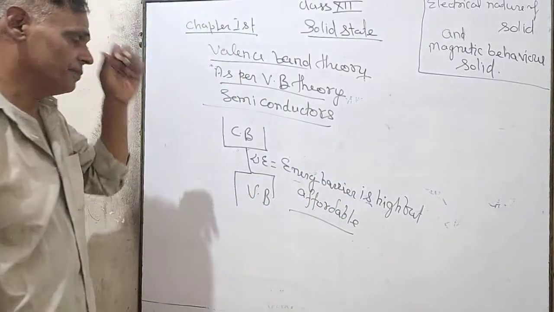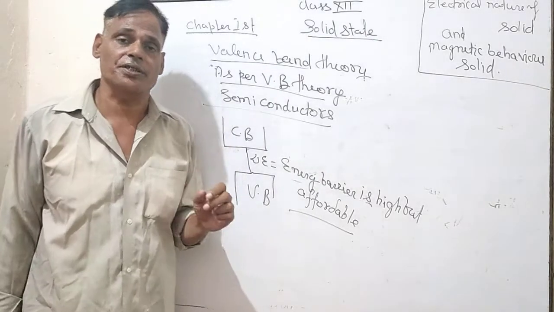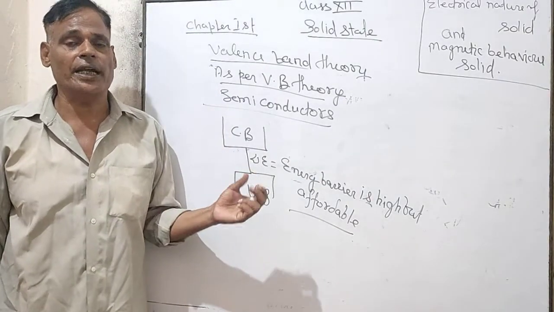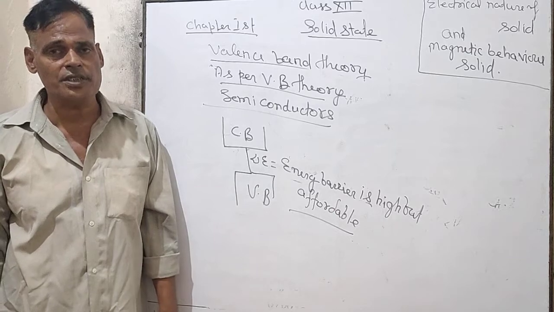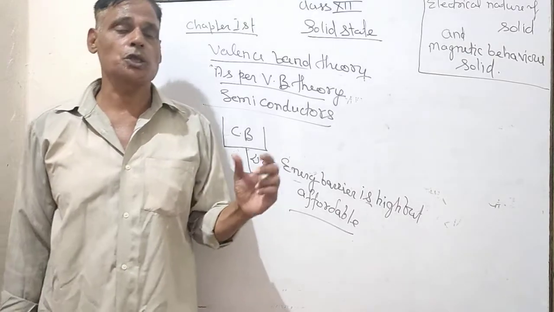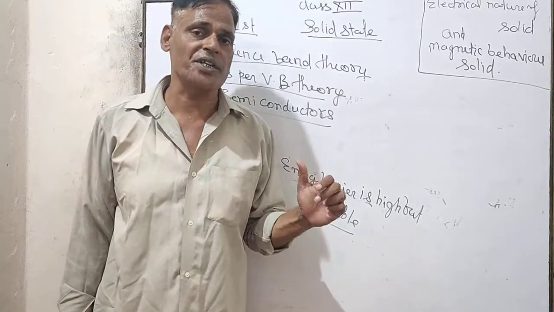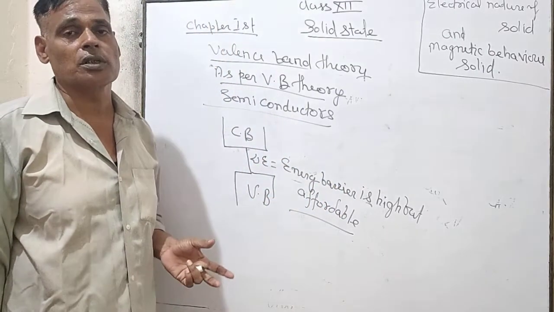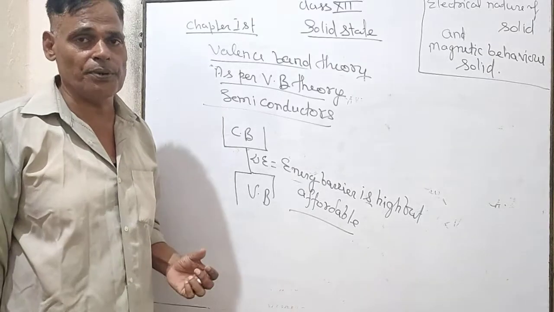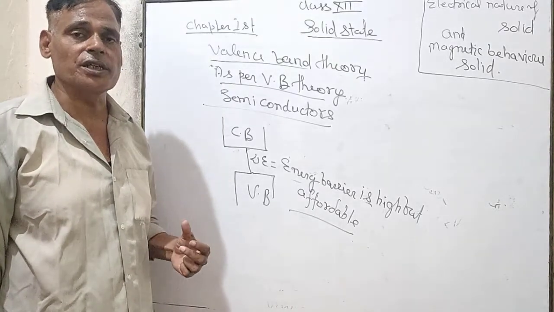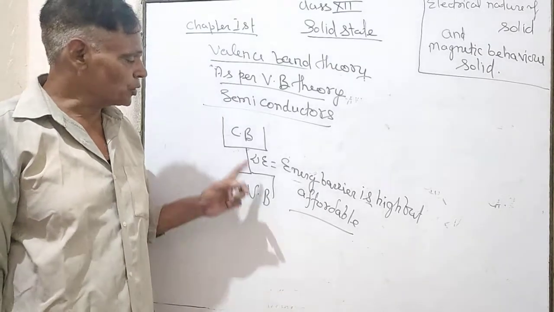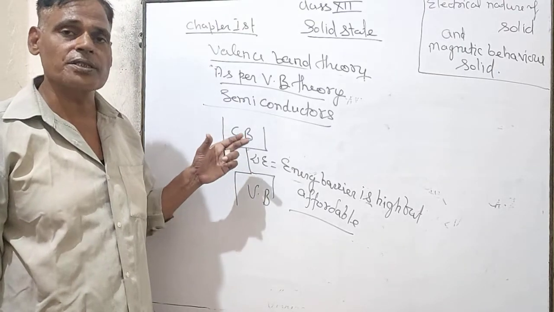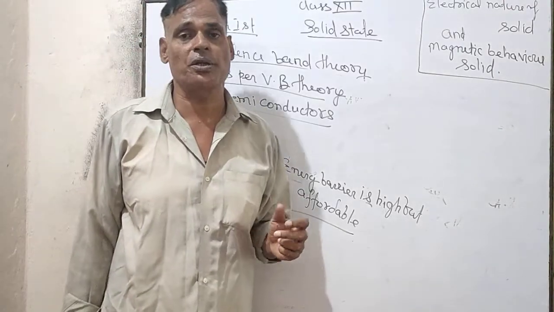And this is the reason that semiconductors conduct electricity. The range of conductance of semiconductors is moderate, not high, not low. Here the energy barrier is high, but it is affordable. It will take more energy, no doubt, but electrons will go here if you establish a good potential difference.